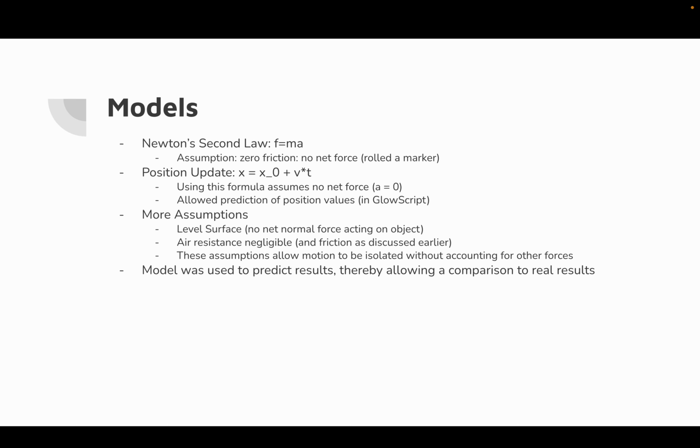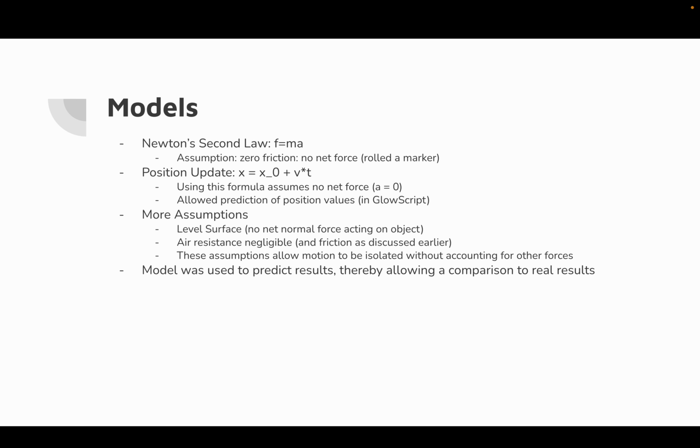The theoretical model that I used was based on Newton's second law, which says that force equals mass times acceleration. Since I wanted zero net force, I needed to eliminate friction as much as possible, so I rolled a marker, which creates very little friction compared to sliding. This was one assumption that I had. I used the position update equation, x equals x naught plus vt, which only works when acceleration is zero, or else you would have to introduce another term.